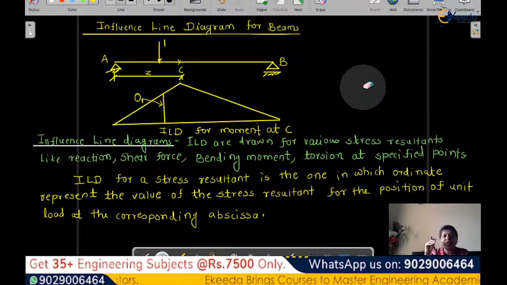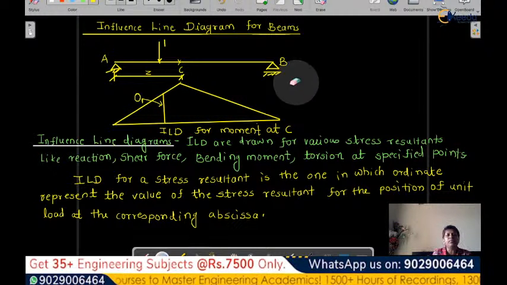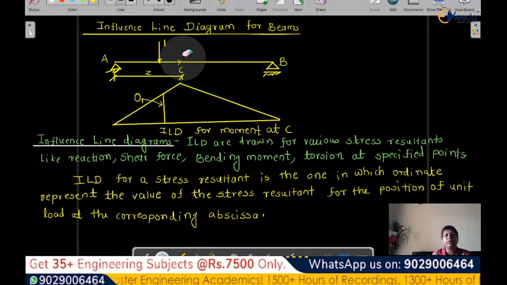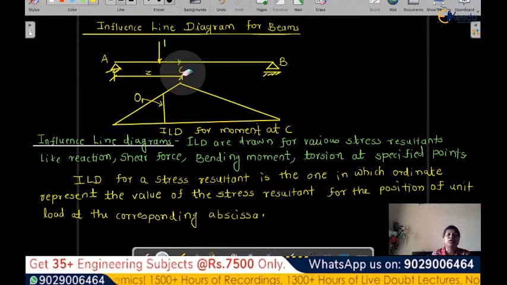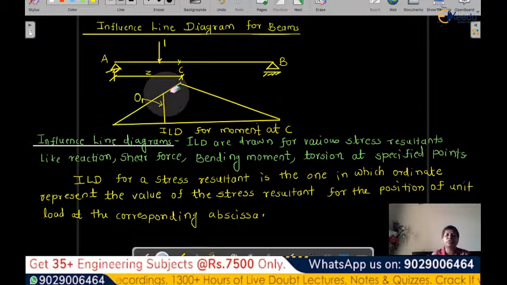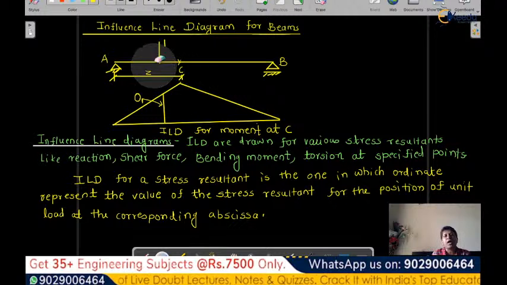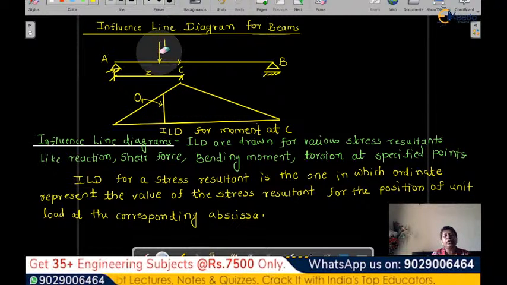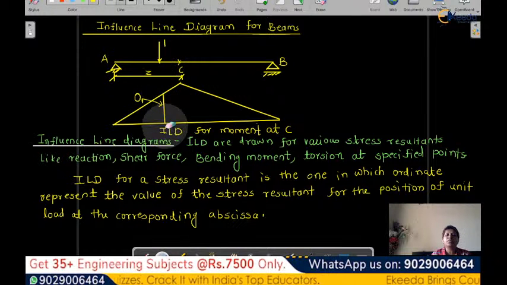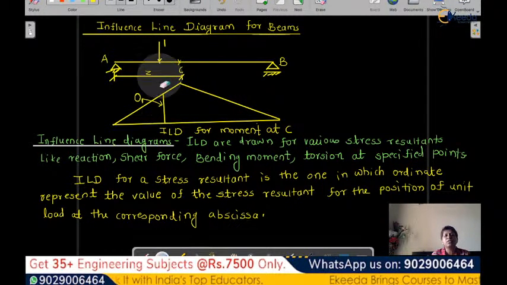Okay, now what is the influence line diagram? So where are we drawing it? You can see here this particular simply supported beam, and at point C, if you are interested to draw the influence line diagram for moment, this will be an influence line diagram, ILD, for moment at C. And when we consider the load, suppose we are considering a load at some point here, the corresponding ordinate shows its value.